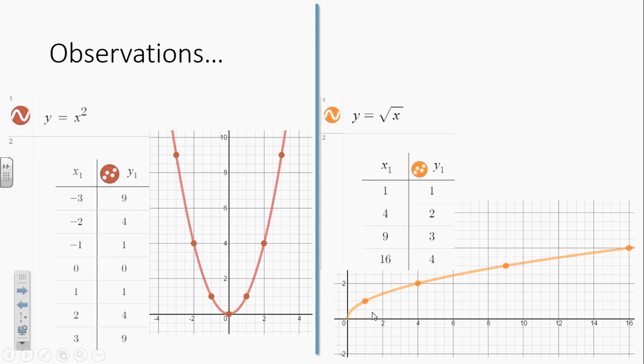Opposites, yep. X squared and square root of x are opposites of each other, right? If I want to get rid of a squared, I square root it. If I want to get rid of a square root, I square it. So they're opposites of each other. Another way of saying that is that they're inverse functions of each other.